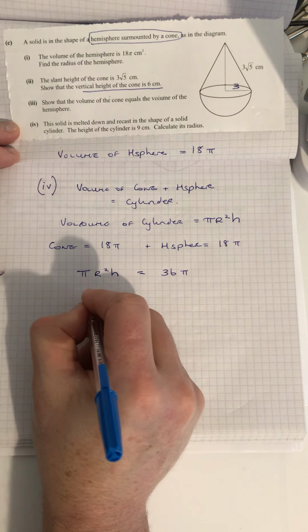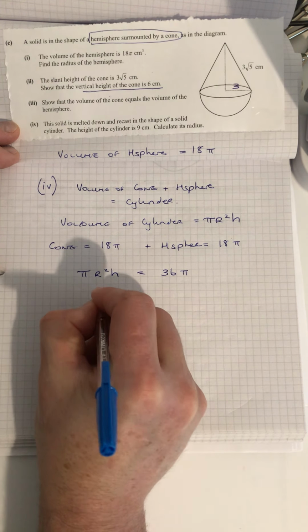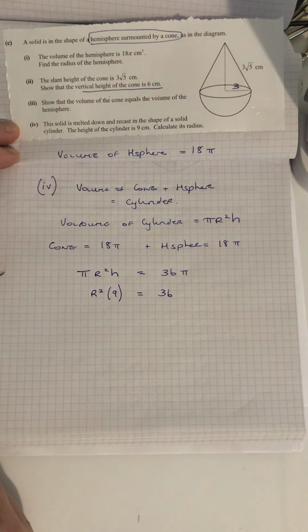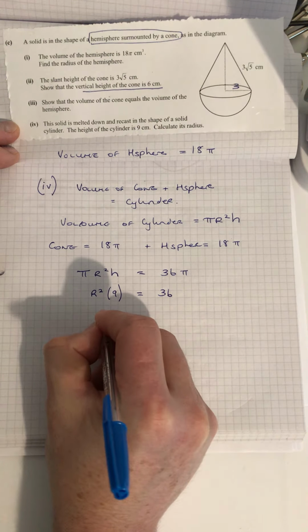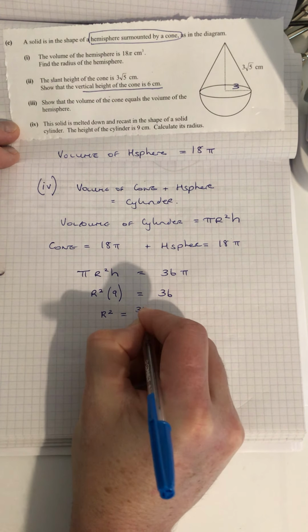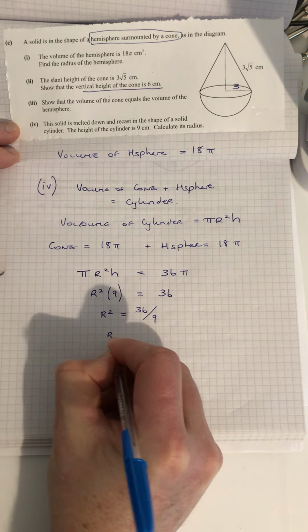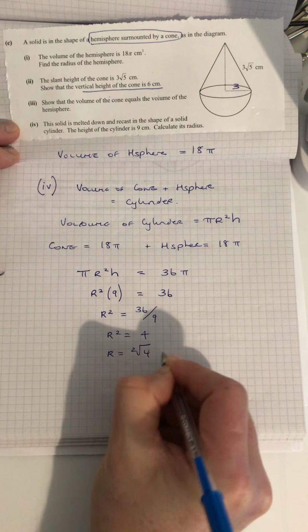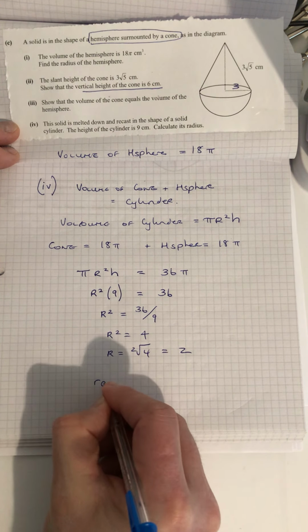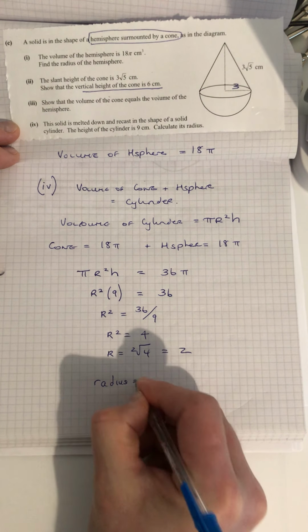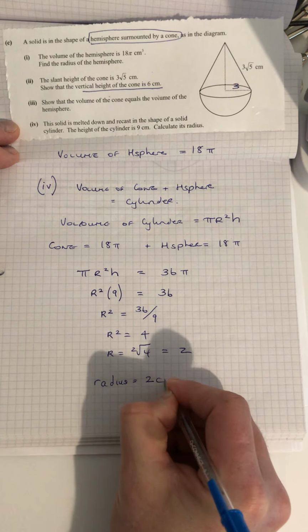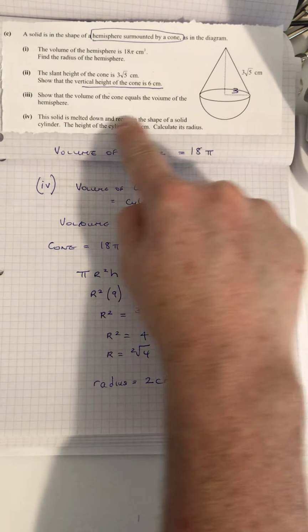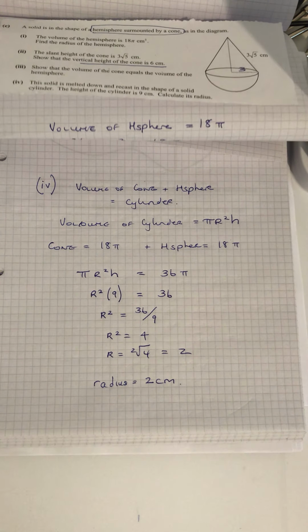We know the height is 9, so r squared times 9 is equal to 36. R squared is equal to 36 divided by 9, which gives 4. So r is the square root of 4, which is 2. So the radius is equal to 2 centimeters. Okay, so that's the volume recast in the shape.